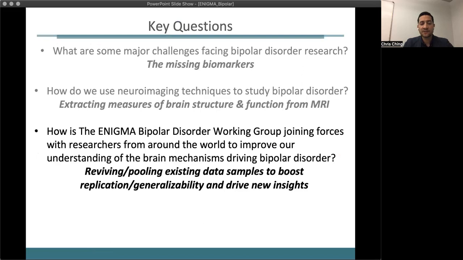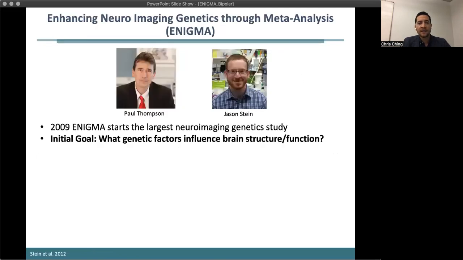So now I'm going to spend the rest of the presentation talking about how the ENIGMA Bipolar Disorder Working Group is trying to do just that, revive and pool existing data samples to boost the replication and generalizability and hopefully drive new insights. Now, ENIGMA stands for Enhancing Neuroimaging Genetics Through Meta-Analysis.